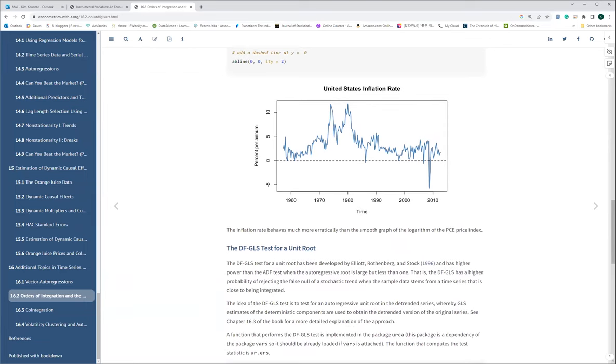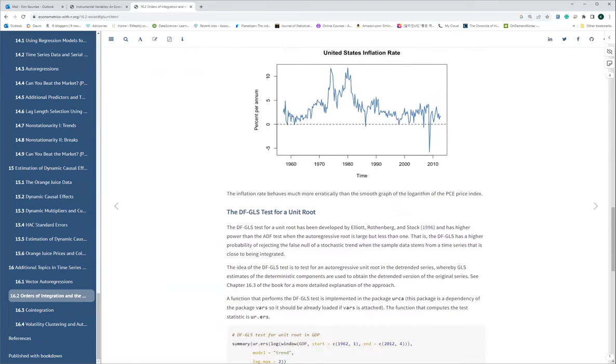Do you have any comments? No, I mean, the unit root stuff. Huh? No, I mean, are you referring to the test for unit root or something? Okay.